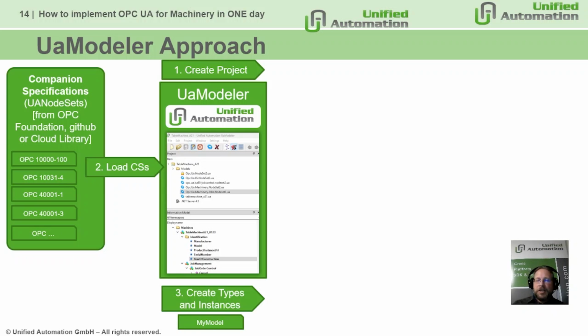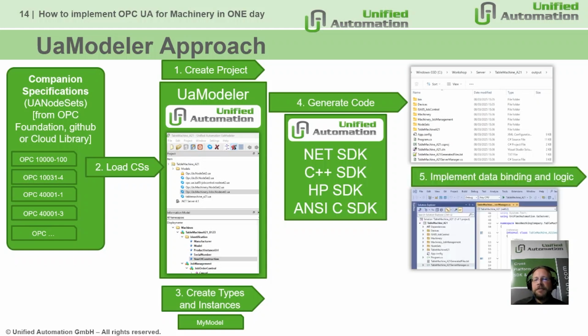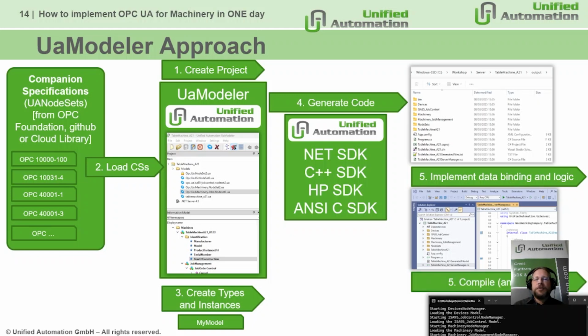And after we've done this, we can use the code generation of the UA modeler. It's available for all our SDKs. So we have SDKs in various programming languages for various environments, like also for very small embedded devices, where we have the high performance SDK and so on. We will focus on the .NET SDK. So we do generate code in this case for the .NET SDK. And the only thing we need to do now is implement the data binding. So we need to get the data out of the machine and into our information model, and the logic, like doing the job management, the higher level requirements there, and all the other stuff is already in the generated code. And finally, we need to compile it, and then we're done with our server implementation.